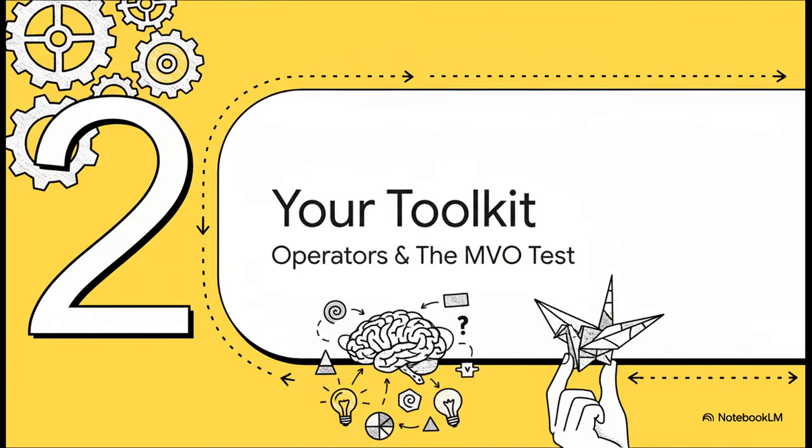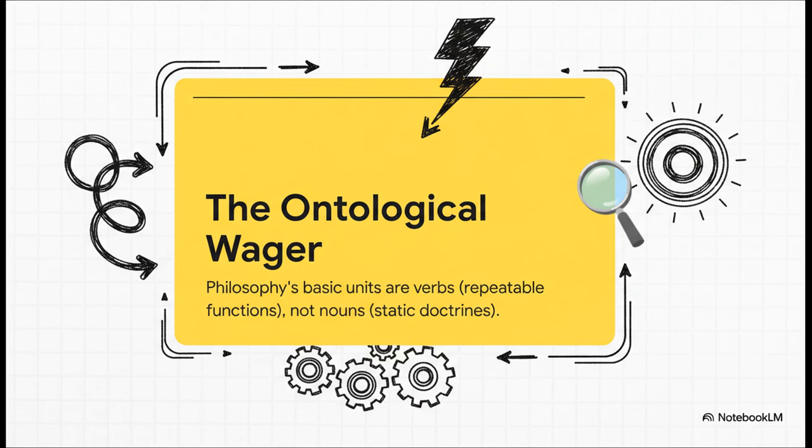Like any good workshop, you gotta know your tools before you start making things. So let's look at the fundamental components you'll need to actually start folding. Okay, now this is huge. The entire method is built on what's called the ontological wager. And the wager is this. What if the basic units of philosophy aren't nouns, static beliefs that you hold, but verbs, repeatable functions or operations that you can perform? And these philosophical functions, these verbs, they're called operators.